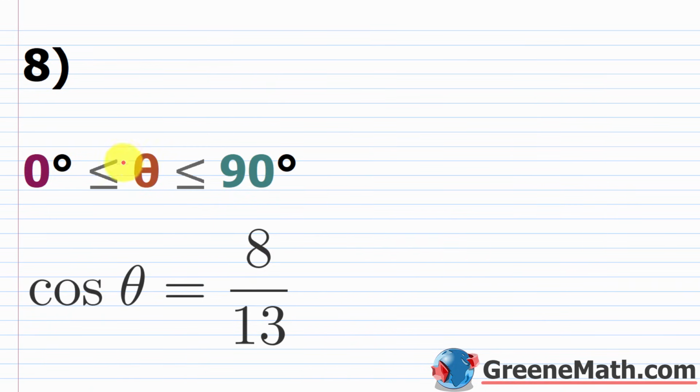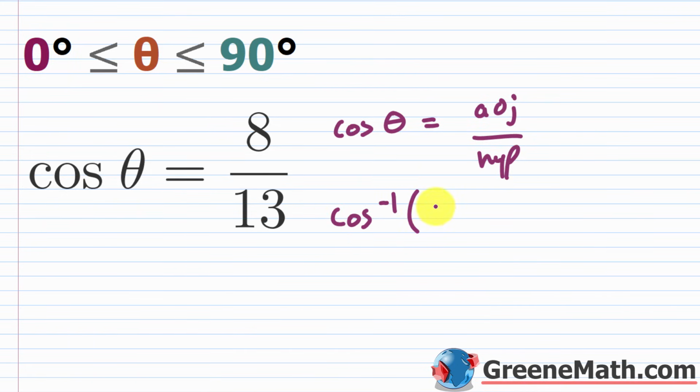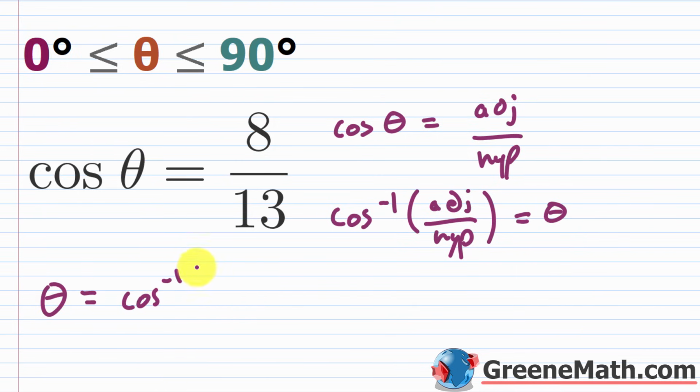So again, theta will be greater than or equal to 0 degrees and less than or equal to 90 degrees. So we have the cosine of theta is equal to 8 over 13. So again, the cosine of theta is equal to your adjacent over your hypotenuse. And so your inverse cosine of your adjacent over your hypotenuse will be equal to your theta. So in this case, I can say theta is equal to your inverse cosine of this 8 over 13.